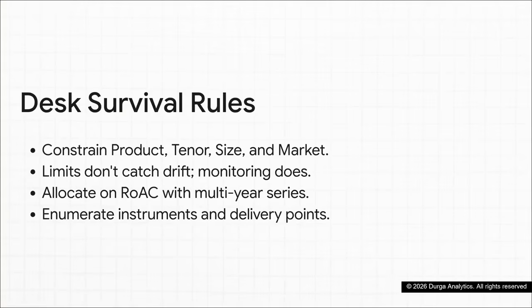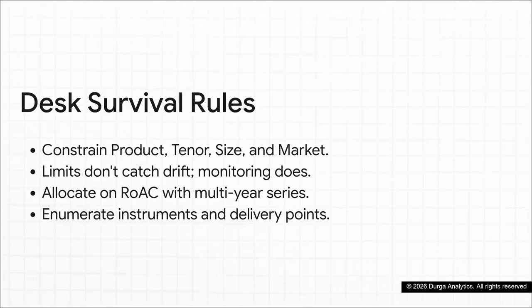All right, Section 6, Key Takeaways. Let's bring all of this together into the core rules for desk survival. If you want to survive and actually thrive in this space, you must write enforceable 4-axis boundaries. Remember, limits alone are blind to mandate drift. You have to actively monitor for composition drift. You must allocate your capital mathematically through multi-year ROAC rather than emotionally through absolute returns.